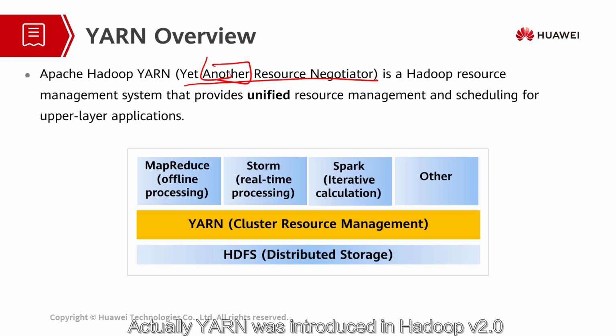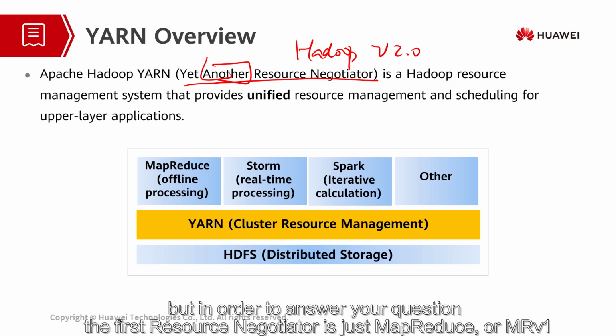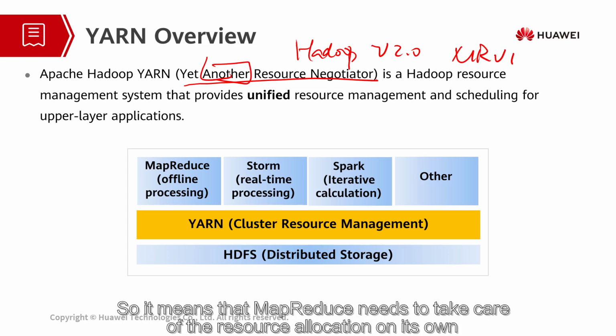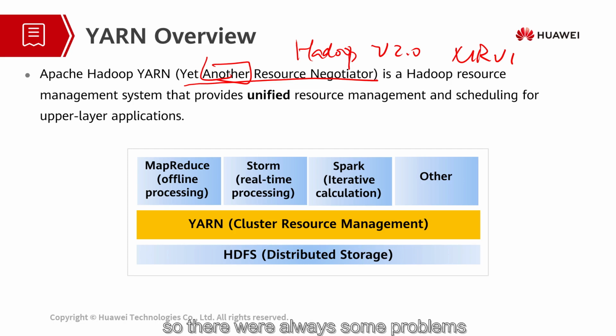Actually, YARN was introduced in Hadoop version 2.0. Slightly later, we will draw a comparison between Hadoop 1.0 and Hadoop 2.0. But in order to answer your question, the first resource negotiator is just MapReduce or MRv1. So it means that MapReduce needs to take care of the resource allocation on its own, and meanwhile, it needs to do the complicated calculation. So there were always some problems.